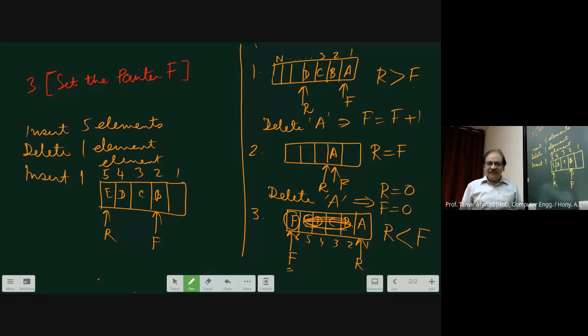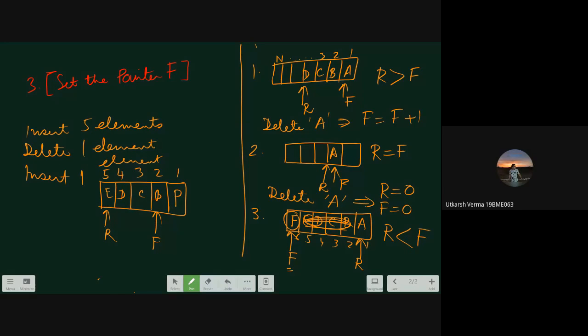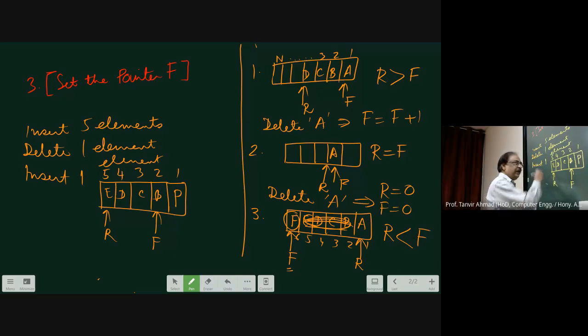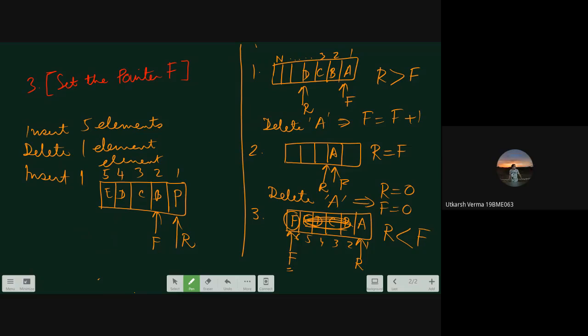What will happen? The circular queue insert will come into picture, and this is a case of rotation. Therefore, suppose I want to enter P at this position. Obviously, this is the way. You are going to rotate from here to here, and then R will point to this place. And now this R will go. Any problems? The case of rotation in the last.